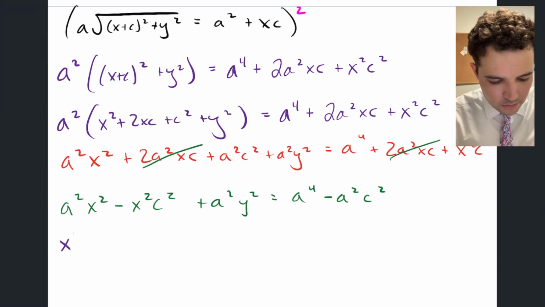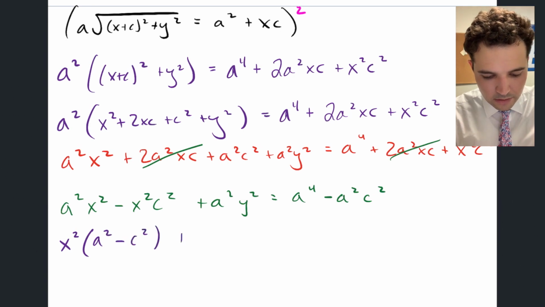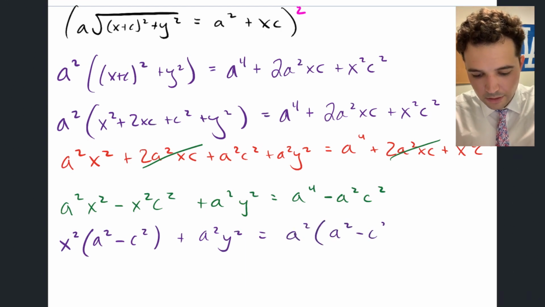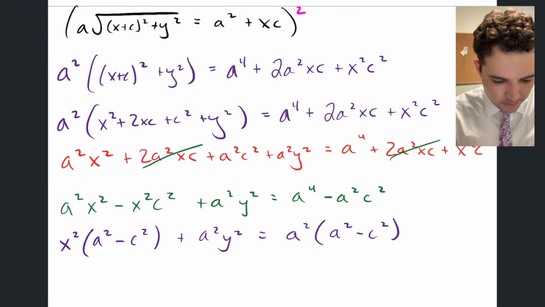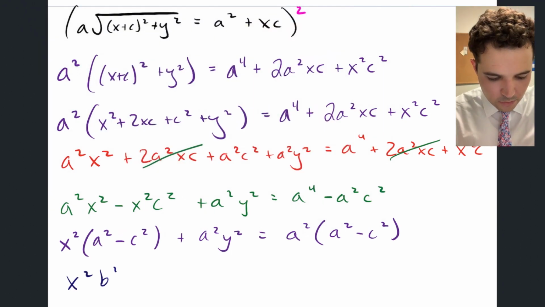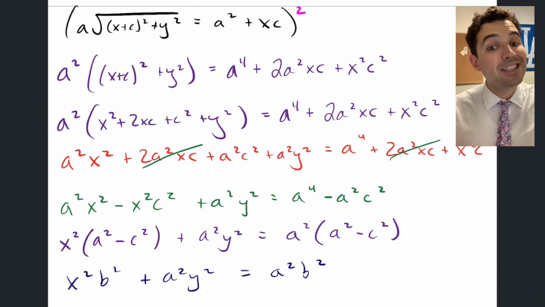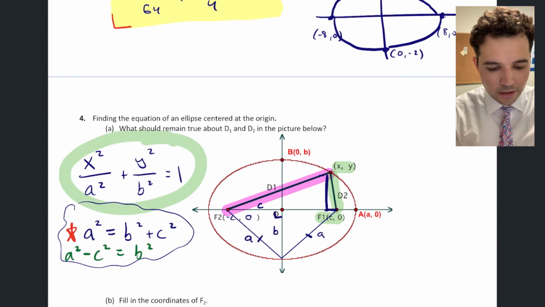So I'll factor out an x squared here and turn this into a squared minus c squared. And similarly, I'll do the same thing here. This becomes a squared minus c squared, which we just said was b squared. So this becomes x squared b squared plus a squared y squared is equal to a squared b squared. And then since our equation is all equal to 1, that's where we want to be. We want it to all be equal to 1.